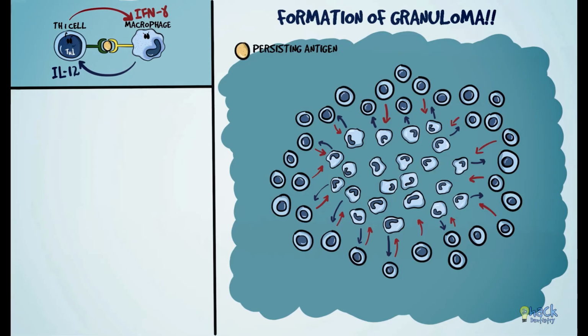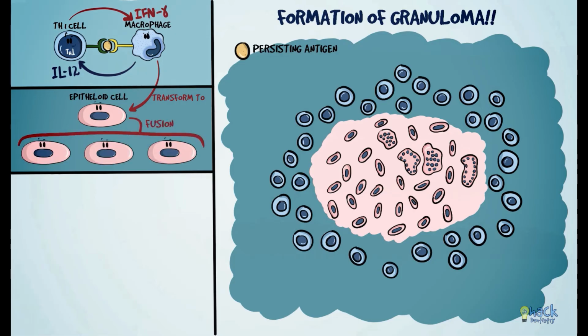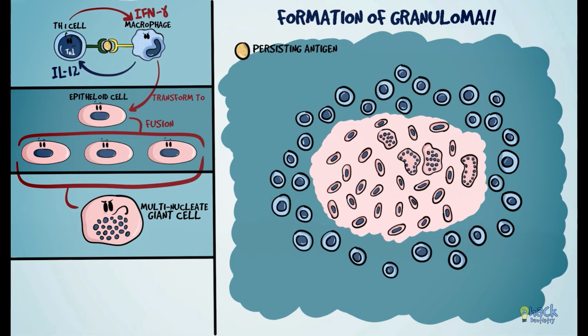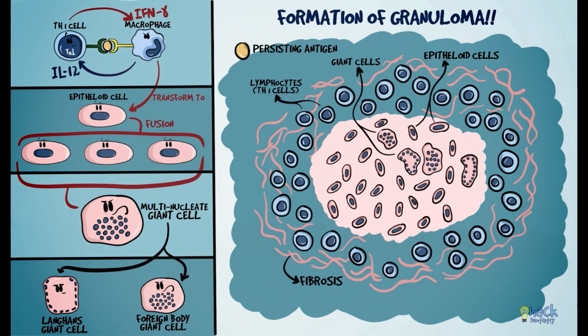So the constant activation of macrophages by interferon gamma causes macrophages to transform into epithelioid cells that resemble epithelial cells, hence the name. It may also cause fusion of adjacent epithelioid cells to form multinuclear giant cells like Langerhans giant cells and foreign body giant cells. The epithelioid cells and the giant cells are surrounded by lymphocytes and fibrosis, and this mass is called a granuloma.